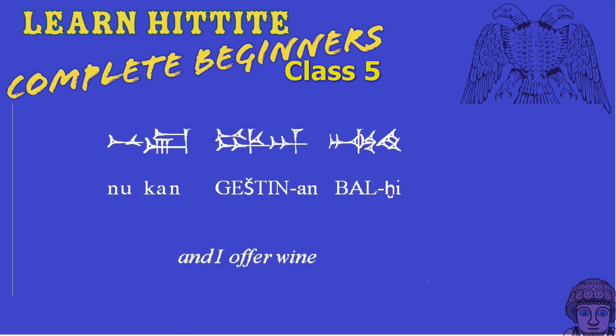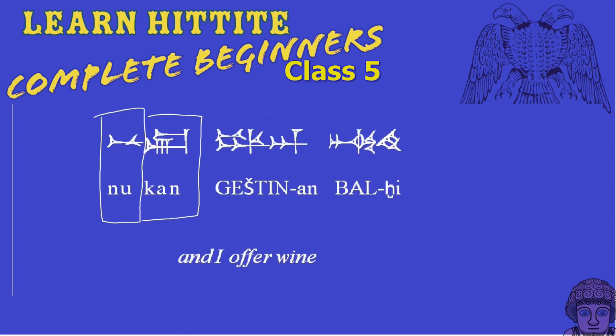I took my sign list and I broke down the Hittite cuneiform into individual signs. So here we have the Nu, here we have the Can. We recognize these two clitics from the previous class.